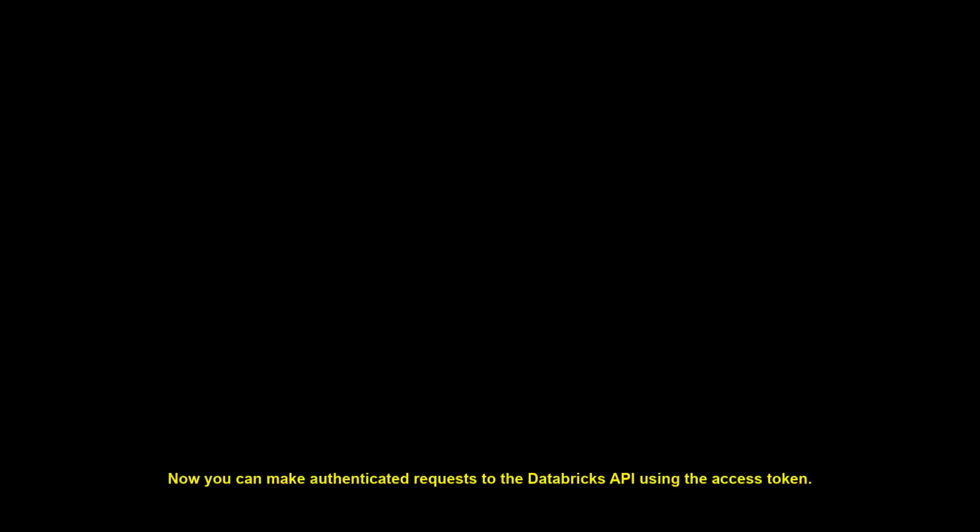Now you can make authenticated requests to the Databricks API using the access token. Include the access token in the authorization header of your requests. Should the access token expire, use the refresh token to obtain a new access token without requiring user interaction.